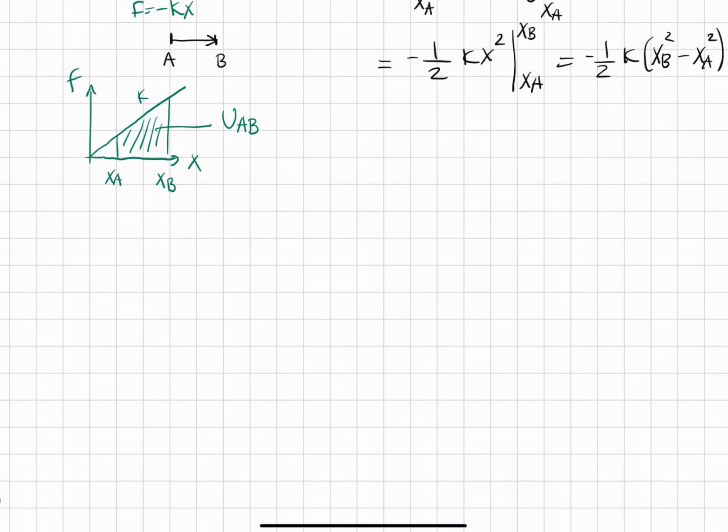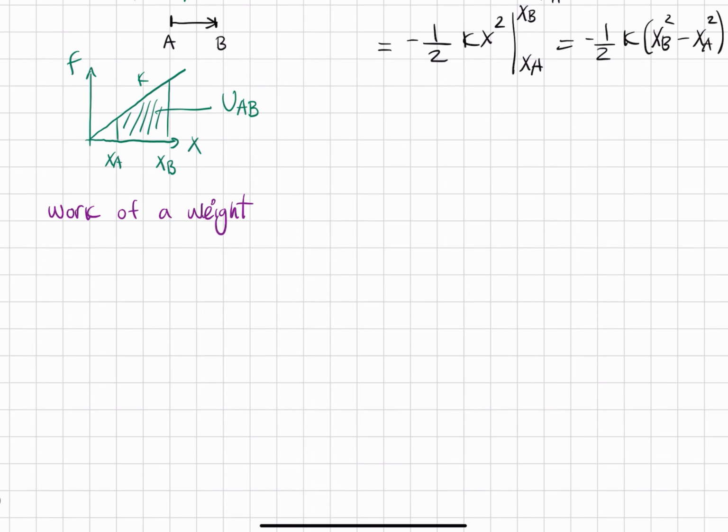Now we can look at work of a weight. So how do we look at work that's done by weight? Well, it's very similar. You again have to assemble this equation, which is UAB. It has the integration of force over a trajectory. In this case, we're going to call it dr.